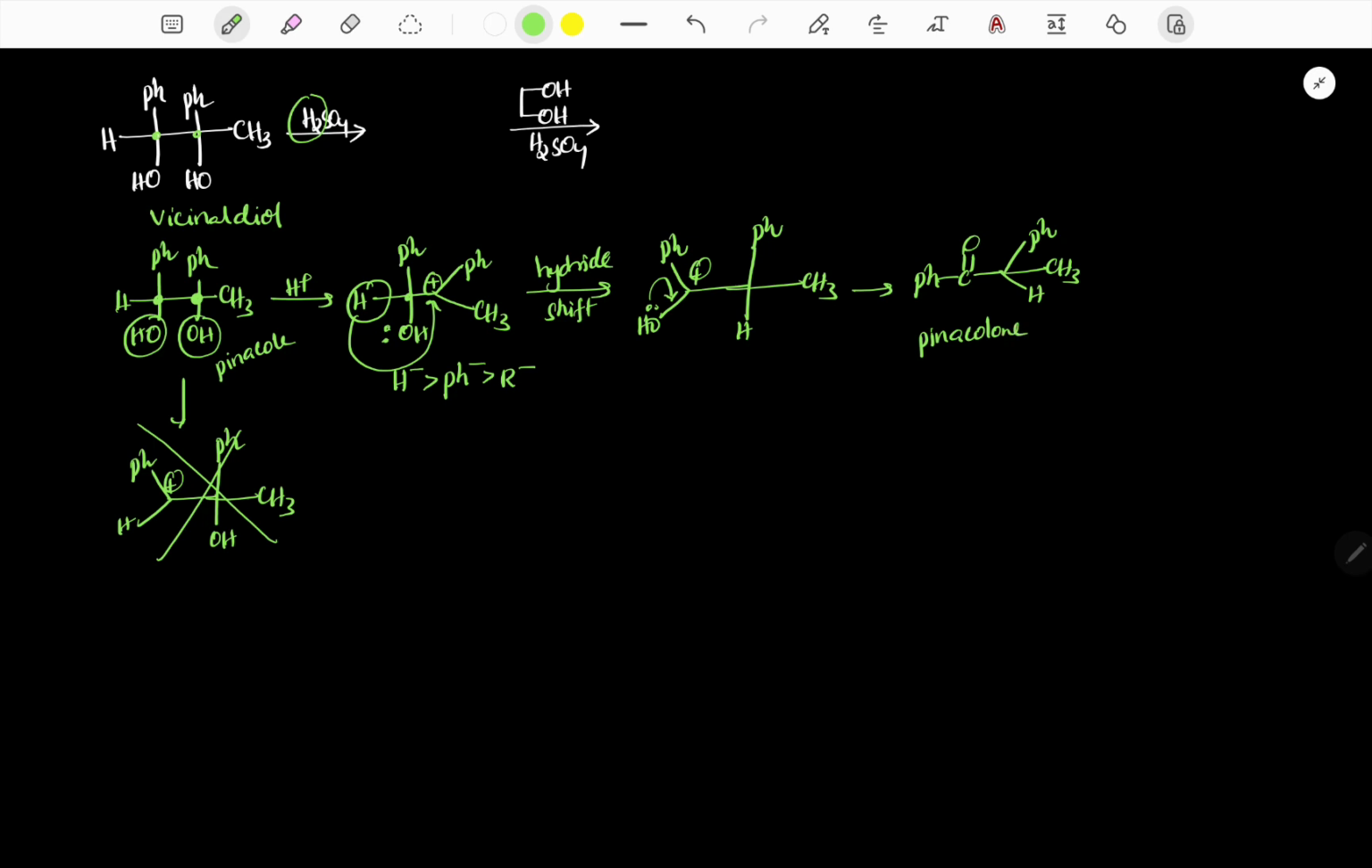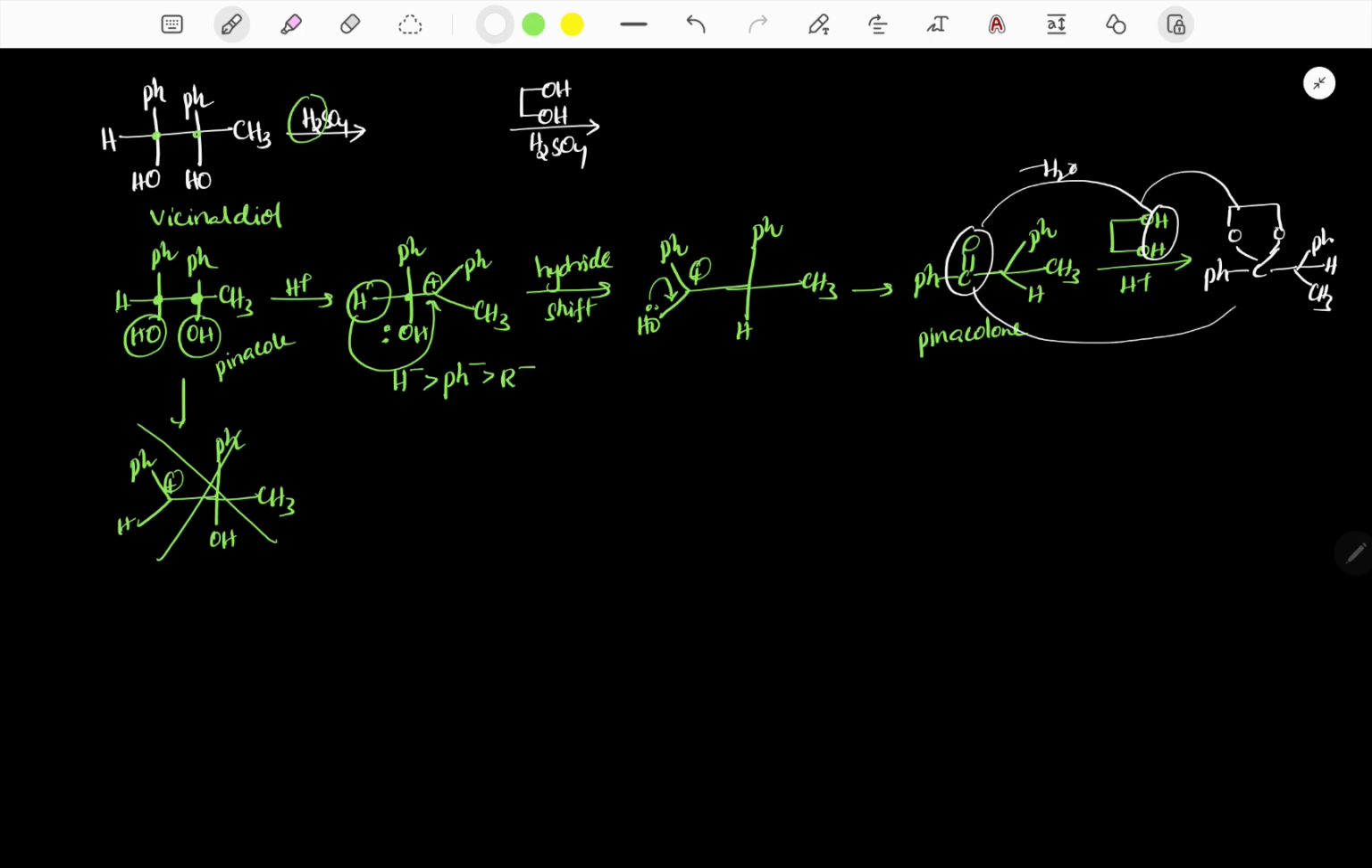Now this pinacolone is treated with ethylene glycol in the presence of acidic medium. So when I see the reactant, here ketone is there and here glycol is there. Whenever a ketone reacts with glycol, remove H2O from these two and write down the corresponding cyclic acetal. So it is a glycol part, it is a ketone part. Finally, it forms the corresponding acetal.